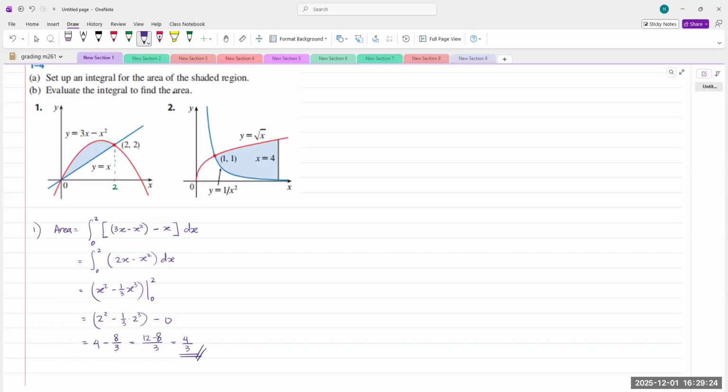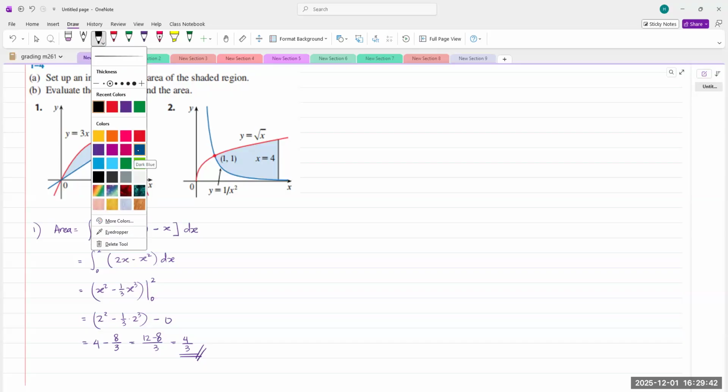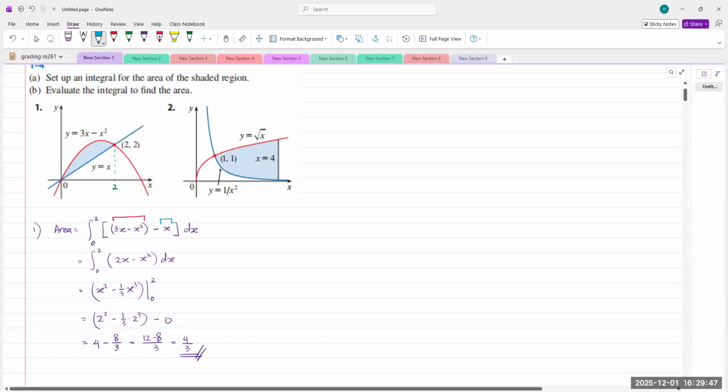Okay, but I want to emphasize the importance of setting it up properly. So the top function, this is the one in red. And then the bottom function, let me color that blue. Where's my blue? I hope this one is close enough to my blue. Okay, this is the blue. That's the one at the bottom, the lower function, and this is the top function. Okay, that's for number one.